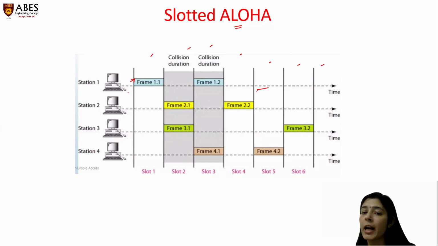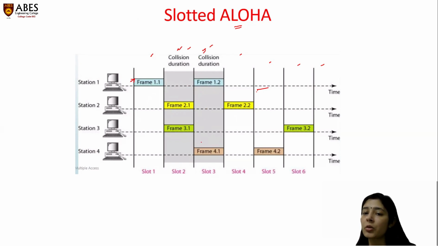Here also we can see we have 4 stations, all connected via the shared channel, and all stations together are sending 8 frames, but out of 8 frames only 4 frames will survive, and the rest 4 frames will collide with one another and then be discarded. So this is the concept. We can say that this is the collision duration during which the frames collide with one another and then are discarded.